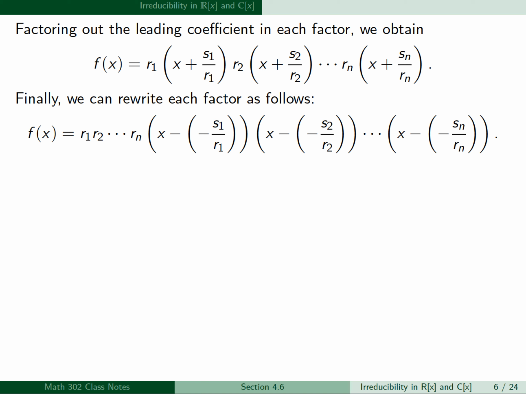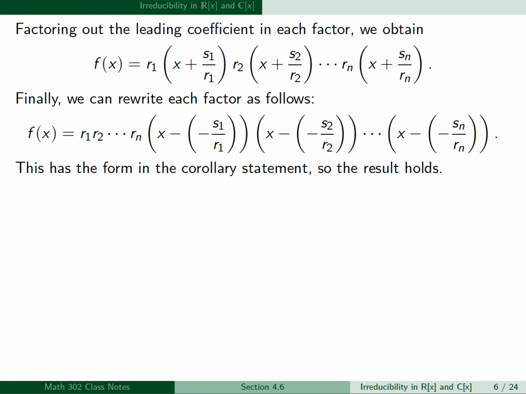Finally, we can rewrite each of the factors, take out a minus, and group all the r's to the front. We have r1 r2 ... rn, then (x - (-s1/r1))(x - (-s2/r2)) on down to (x - (-sn/rn)). And this has the form in the corollary statement, so the result holds.